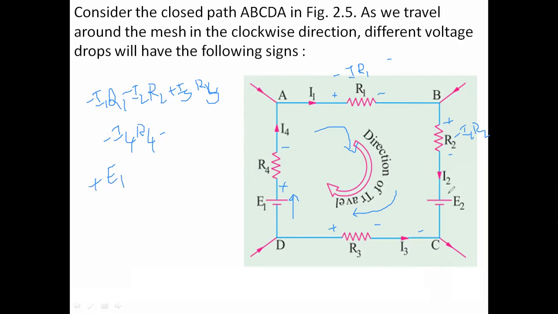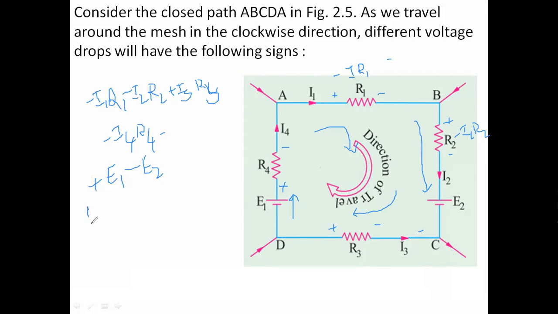Next, after moving in this direction, this becomes minus E2. This is the minus and this is the plus. So this is the plus E1 and this is the minus E2. So the summation of all these voltage drops of the resistors and the voltage EMFs is equal to 0.